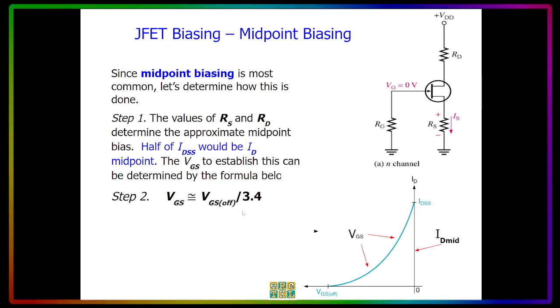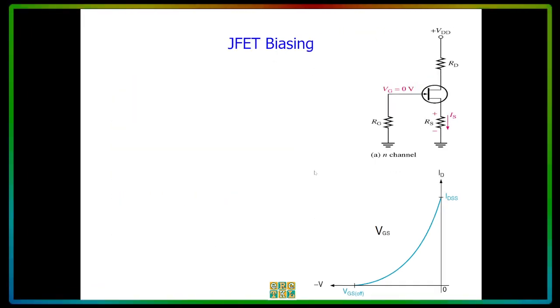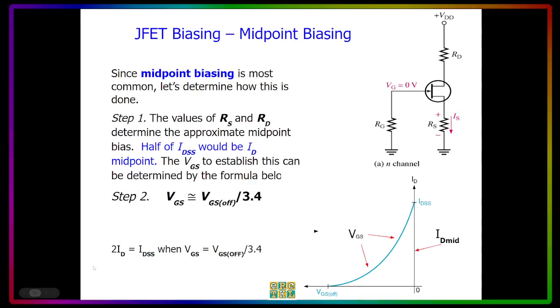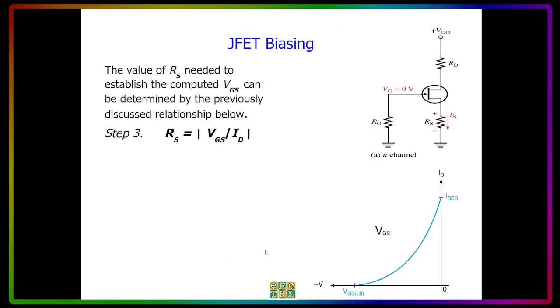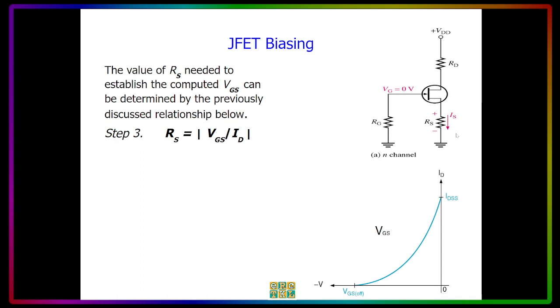And the VGS, to establish this, can be determined by the formula that VGS is approximately equal to VGS(off) divided by 3.4. Remember, this formula is for midpoint biasing. And 2ID will be equal to IDSS, or the double of the ID will be equal to IDSS, when VGS is equal to VGS(off) divided by 3.4. Now, the value of RS needed to establish the VGS can be determined by the formula RS is equal to VGS over ID.